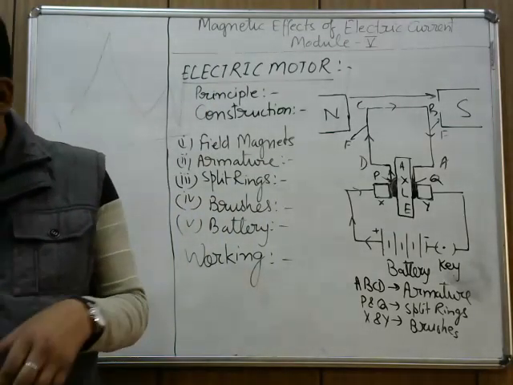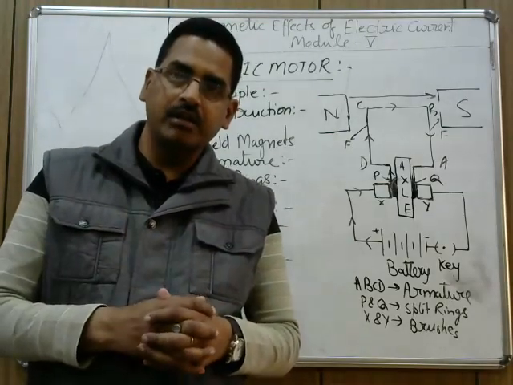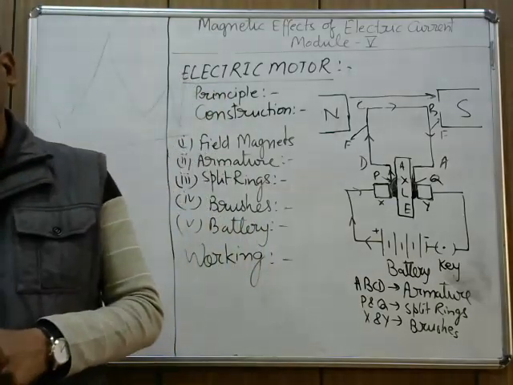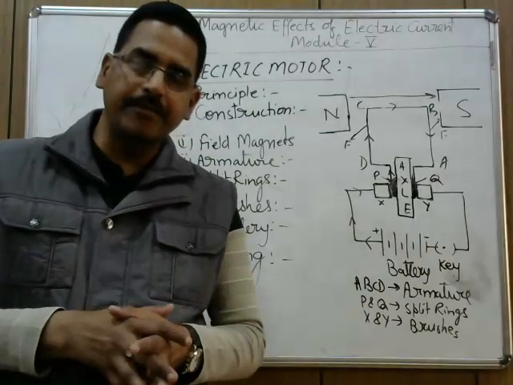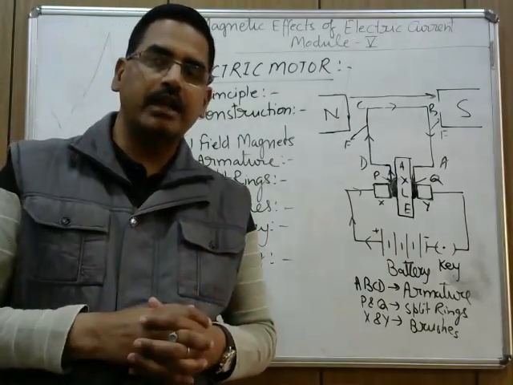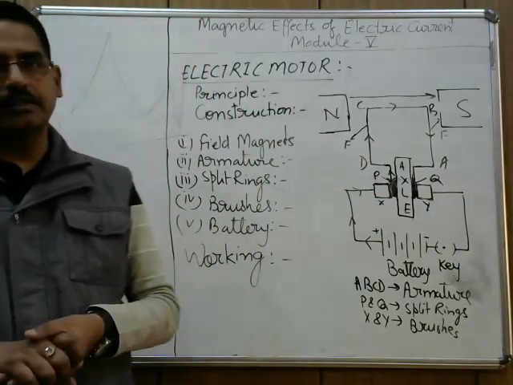Then we can increase the number of coils in the armature. We can have more coils of insulated copper wire. Finally, we can use a soft iron core. The soft iron core on which the coil is wrapped, coil plus core, is called the armature. So this is all about the electric motor.